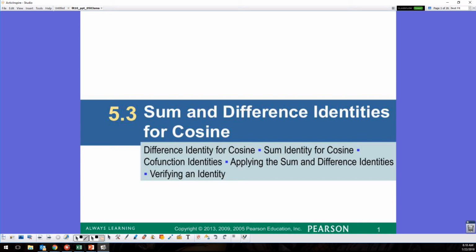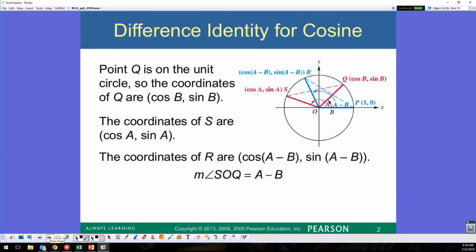Alright, so we're going to be doing sum and difference identities for cosine. Now, there is a lot of extra material before what you actually need in these notes. They go through and talk about everything you could even think of, but I'm going to get down to the basics of what we need. We're going to find values that are not on our unit circle using what is on our unit circle.